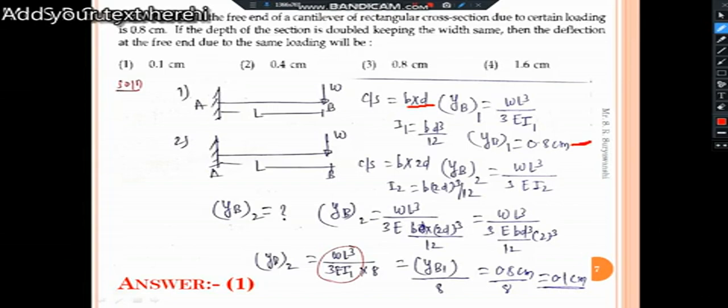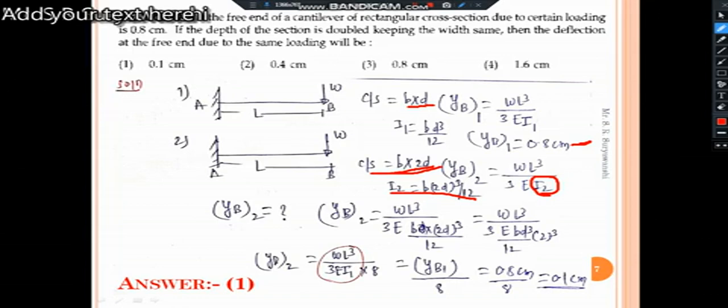Now what have they done? The depth of the section is doubled, so now the cross section is B into 2D. Loading is the same, so the deflection formula will modify somewhat. That will be WL cube by 3E into I2, because the cross section has changed. I2 is nothing but B into (2D) cube by 12, whereas in the first case it is BD cube by 12, for a rectangular cross section. So now in the second case deflection is given by WL cube by 3E into that I2; put this value of I2 here, B into (2D) cube by 12.